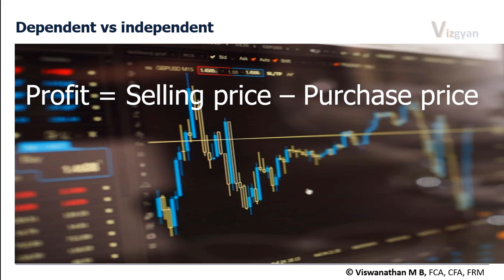See, we know profit is equal to selling price minus purchase price. If I talk about calculating profit of a share, the selling price can be anything, because the market moves everywhere. The selling price can be anything, and that's an independent data, but your profit will depend on the selling price. So that's a dependent data.